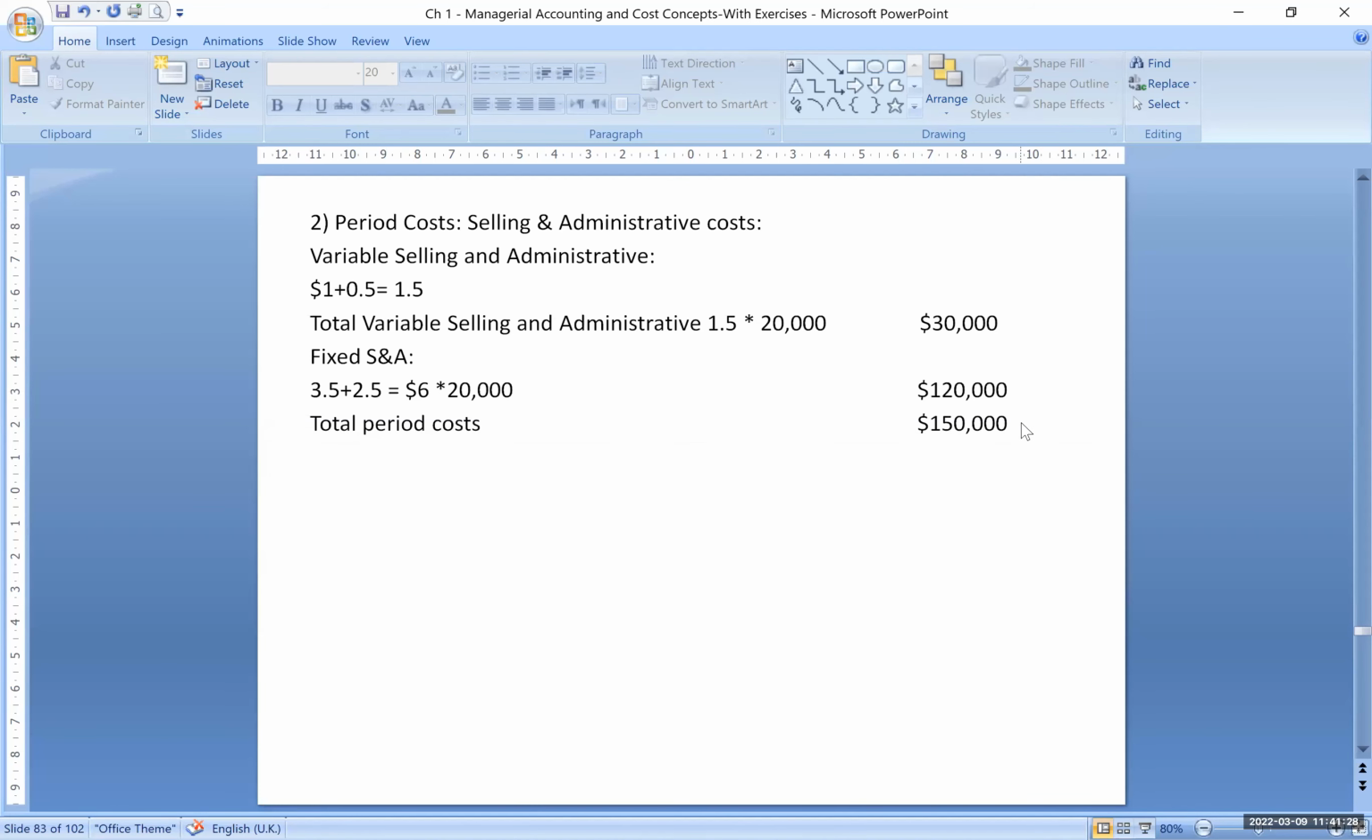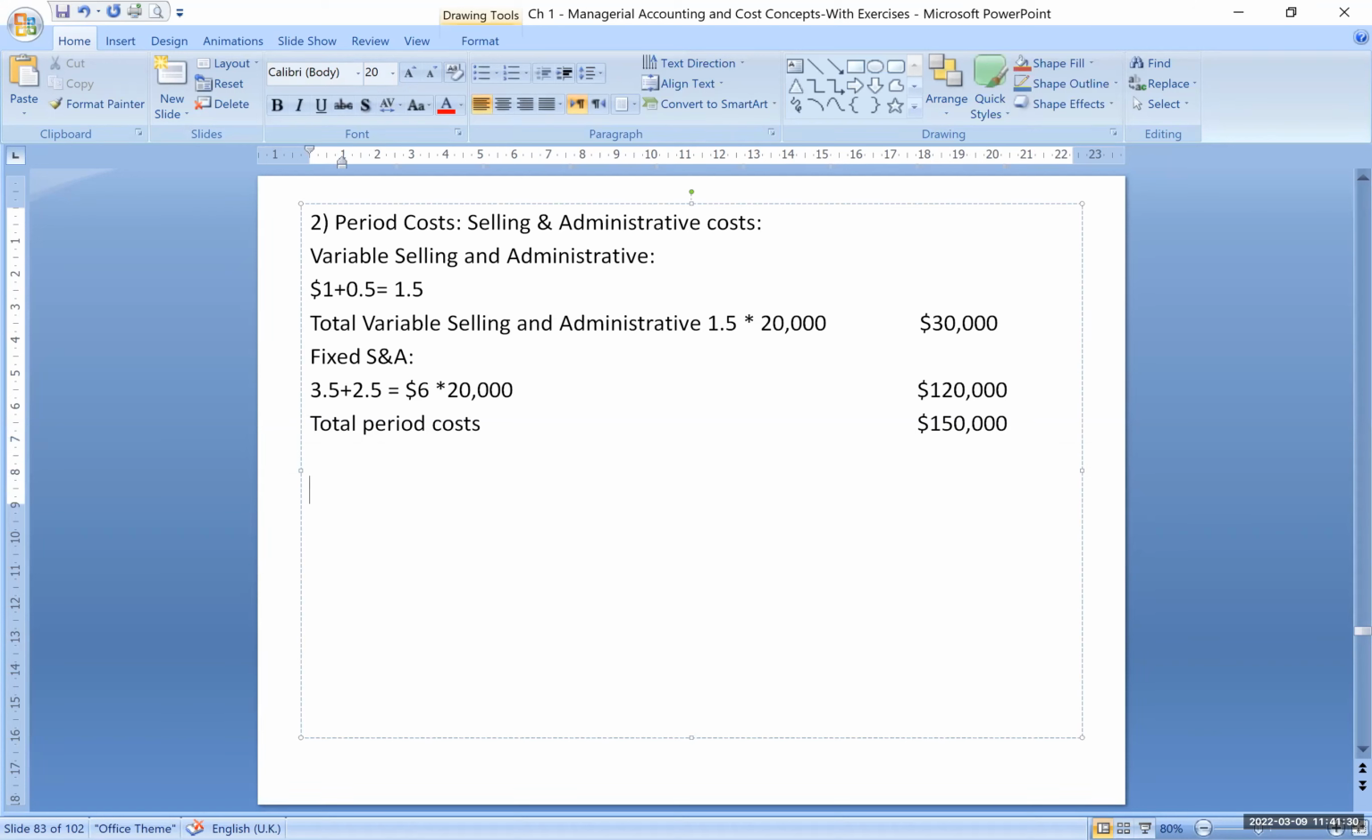Number 3, product cost to produce 22,000 units are as follows. Variable costs or product costs is equal to what?